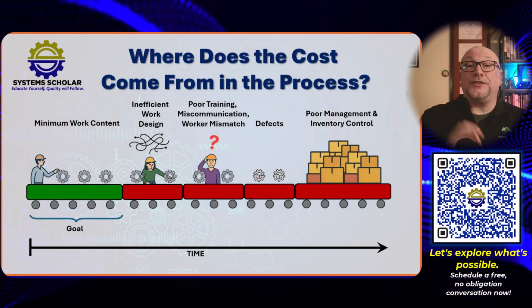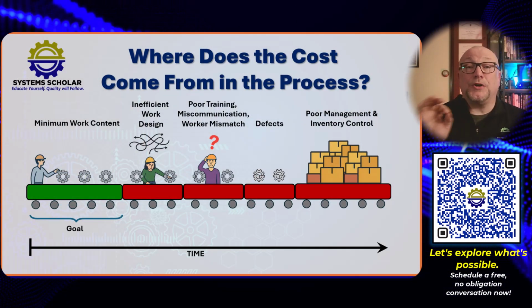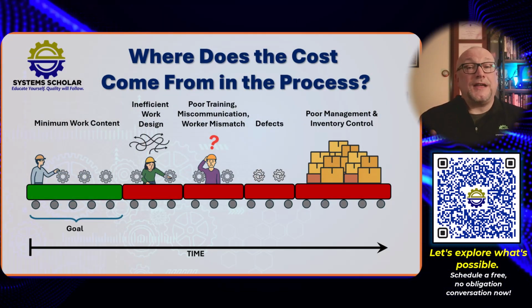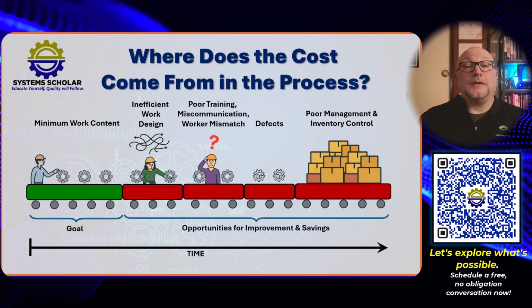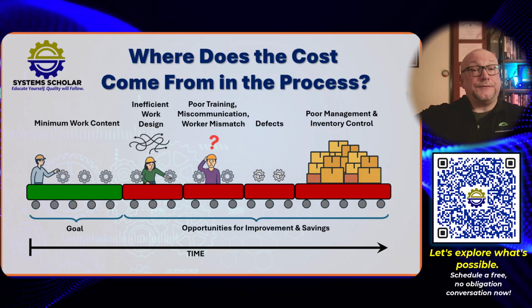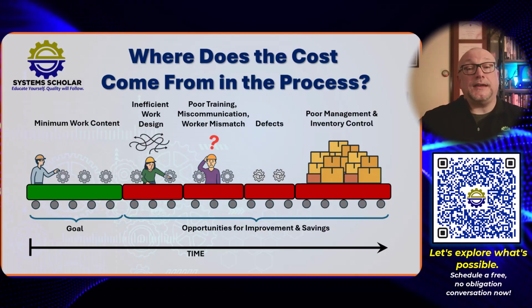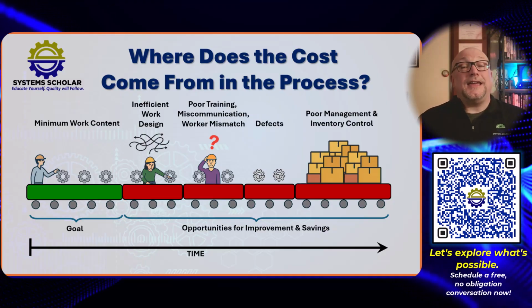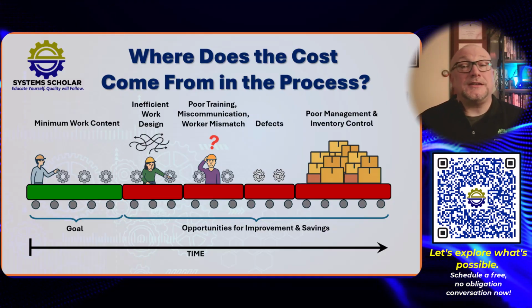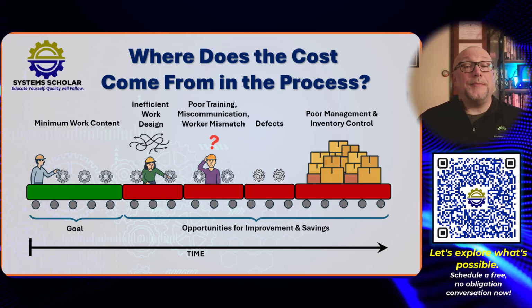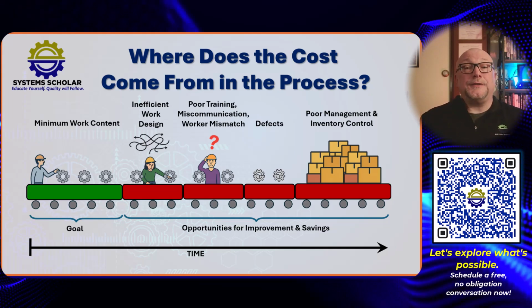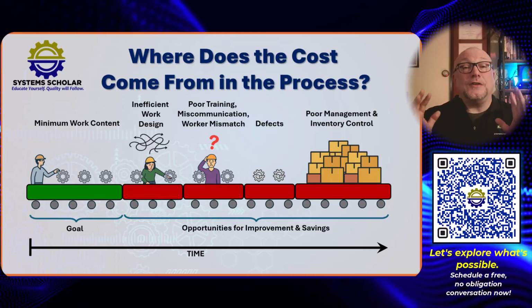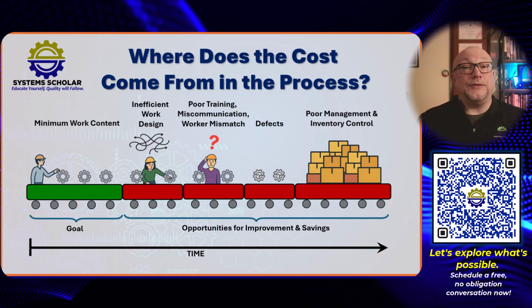This is the goal: minimum work content, true value creation, and nothing more, nothing less. All of the other stuff, inefficient work design, poor training, miscommunication, defects, poor management, and excess inventory, all of that stuff, it's important to note that these are not permanent features of your system. They're opportunities.